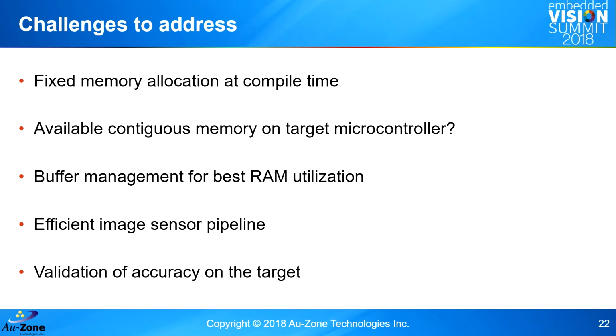You also have to consider your sensor interface and frame buffer and optimize that process. And lastly, how are you going to validate on your constrained device? You need a mechanism for feeding images for validation on your target to check your accuracy.